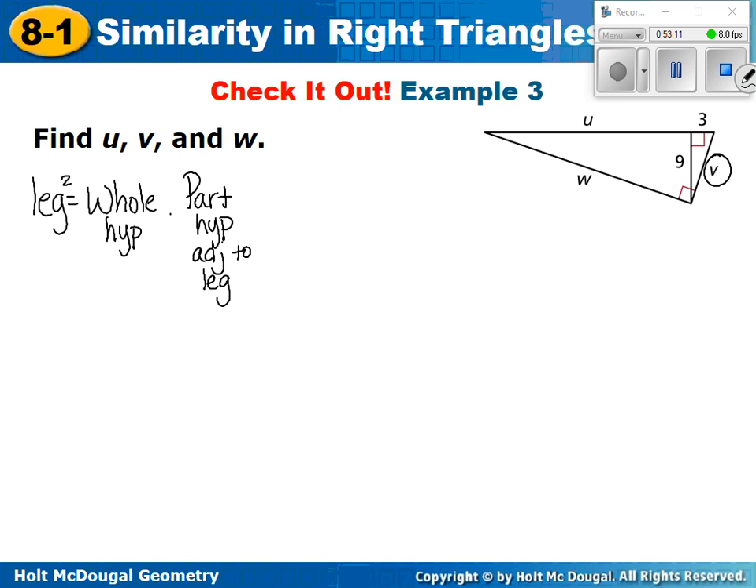Adjacent to the leg. All right, so Brock, if I'm using that, what's going to go in for leg squared here? Nope, we just said, I just asked Michael, what do we call V? And Michael said V was the leg. And then I asked Vasai, what shortcut do we have that concerns the leg? And he said leg squared equals whole hypotenuse times the part adjacent to the leg. So what are we plugging in for the leg?